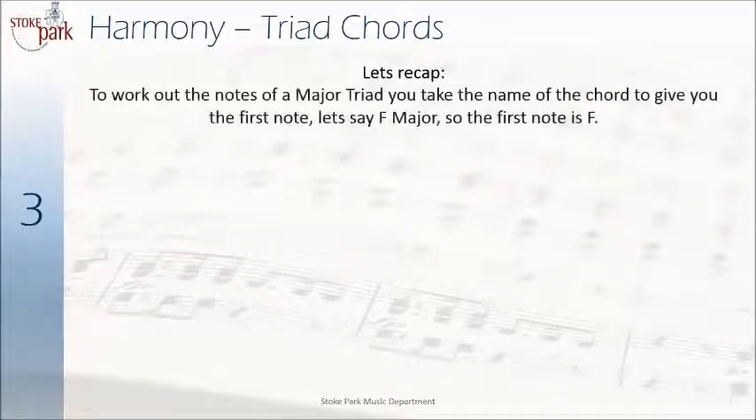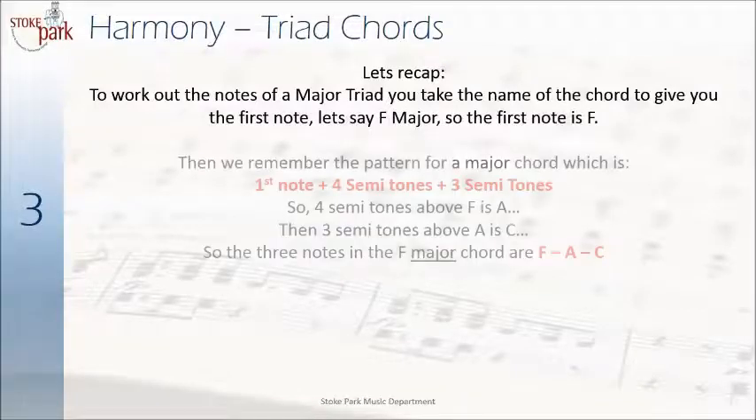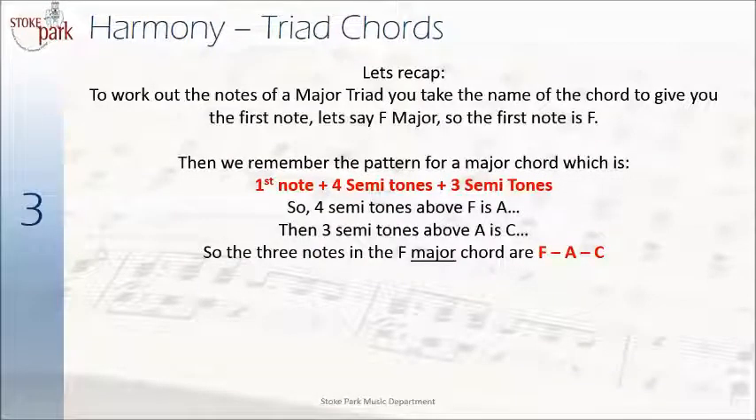Okay, so quick recap. Notes of a major triad: take the name of the chord to give you the first note. So let's say F major, the first note is F. Then we have to remember that pattern. So major chord, we go first note, F, and then we go up 4 semitones, right? So if you go 4 semitones above F, you get to the note A, okay? So that's the middle note. Then you go 3 semitones above A, and you get to the note C. So the 3 notes in an F major chord are F, A, C.